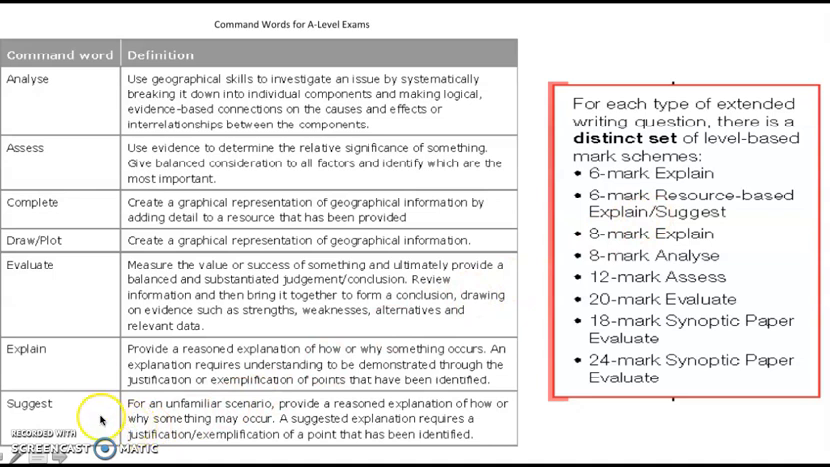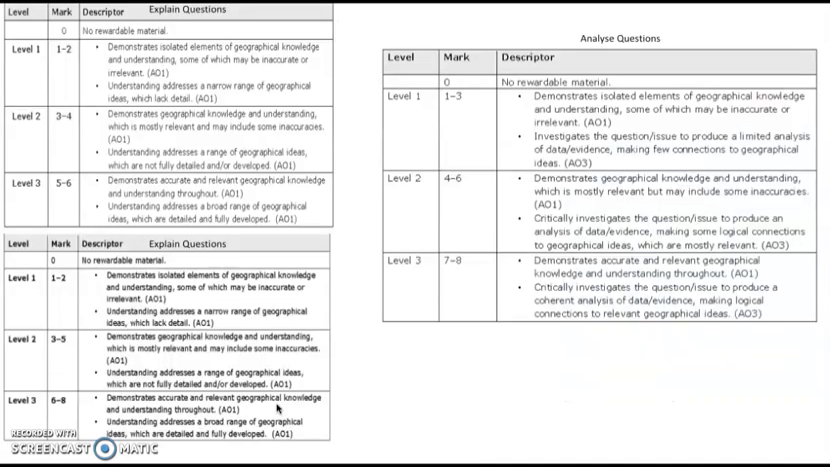You also have suggest, which is effectively explain, but this will recognize the fact that you may have not studied this particular area in detail, but it is expecting you to use your knowledge and understanding and apply it to the scenario that you've been given. So if you have a look at the mark schemes for the explain, if you have a look at the 6 mark and 8 mark, you will see they are virtually identical.